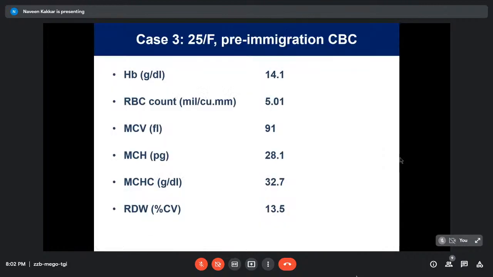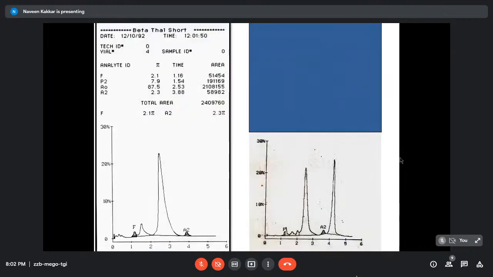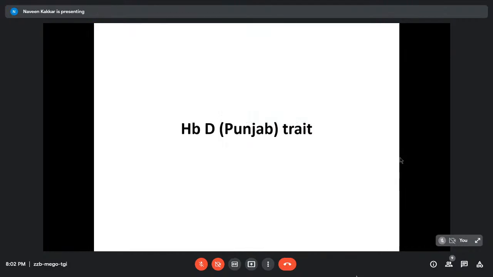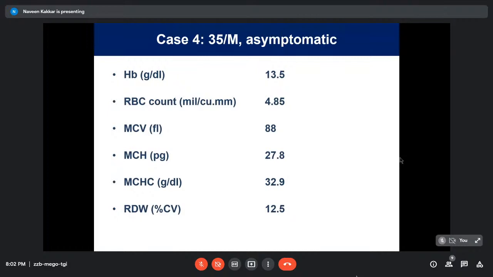And if you go back to the indices, absolutely normal. That's how HbD Punjab is. Indices are normal. You will not suspect this. There are no symptoms. Case 4. This is a 35-year-old male, again asymptomatic. Indices are normal. Nothing to suspect here.